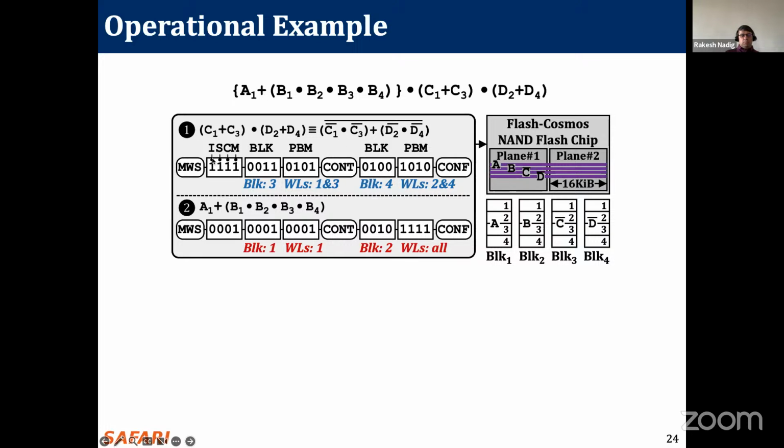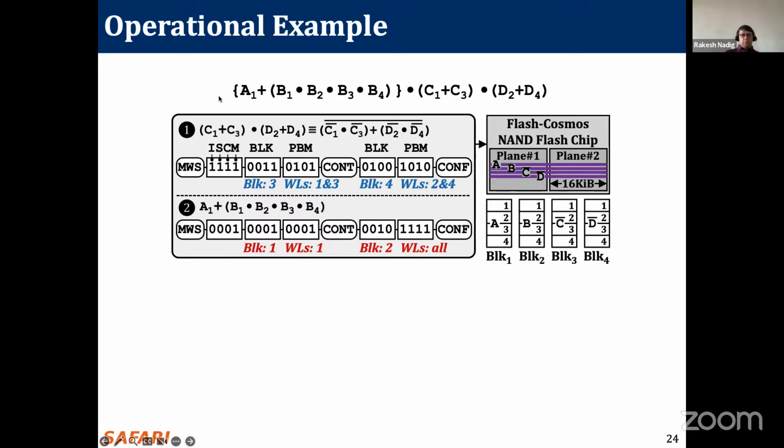Now we also look at this ISCM command slot, and we see that the inverse read mode is enabled. Since this is the first step of the operation, we initialize the cache latch and the sensing latch. And then we also enable the data movement between the sensing latch and the cache latch, or the data copy. So this basically computes the second part of the equation.